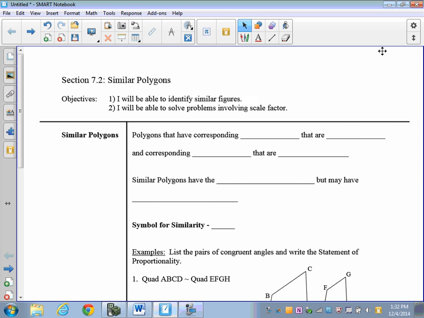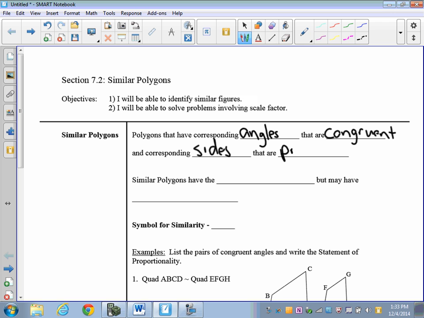These are the notes for section 7.2, similar polygons. The objectives are: I will be able to identify similar figures and I will be able to solve problems involving scale factor. To start off, similar polygons are polygons that have corresponding angles that are congruent and corresponding sides that are proportional.